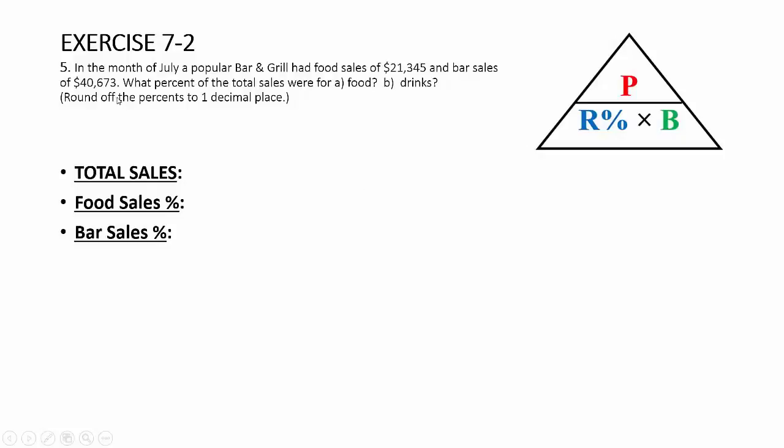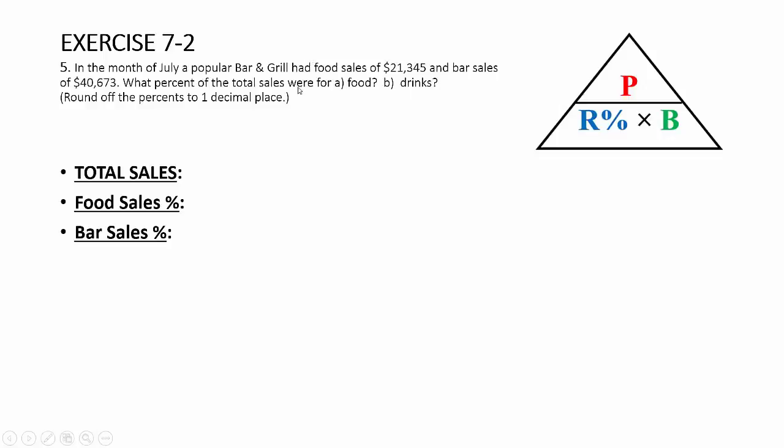Question 5 looks at the month of July. A popular bar and grill had food sales of 21,345 and bar sales of 40,673. Just a few easy questions. What percent of the total sales were the food, and what percent of the total sales were the drinks?